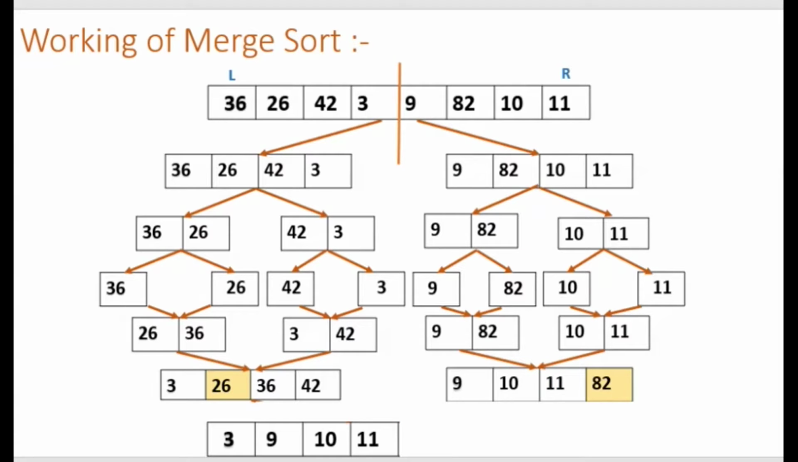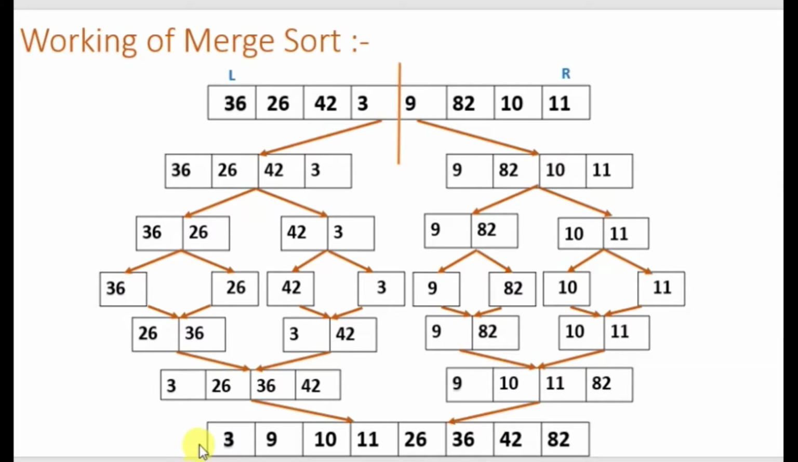Next we will compare 26 and 82. 26 is lesser, so 26 will come into the resulted array. Now next it will compare 36 and 82. So 36 is less, so it will come into the resulted array. Next 42 and 82 will be compared and 42 will come into the resulted array. Now only 82 is left, so it will come into the resulted array. Now we got this sorted array. So this is how merge sort works and how the merge procedure helps to sort sub-arrays in merge sort.